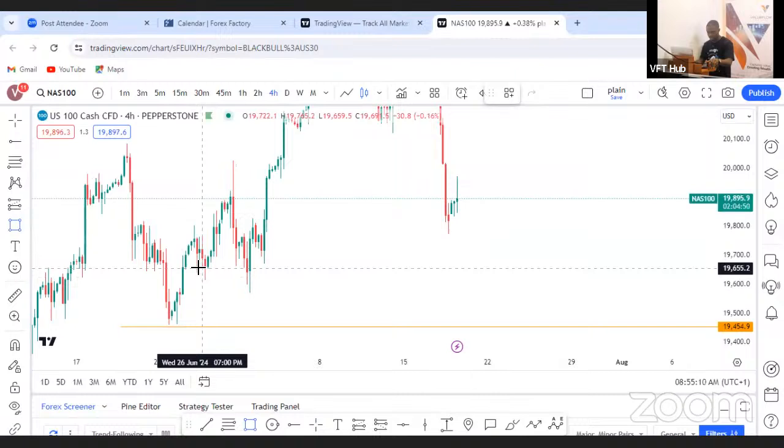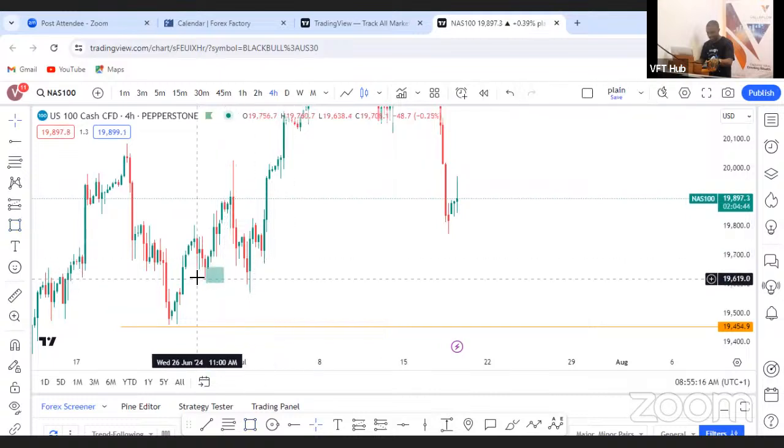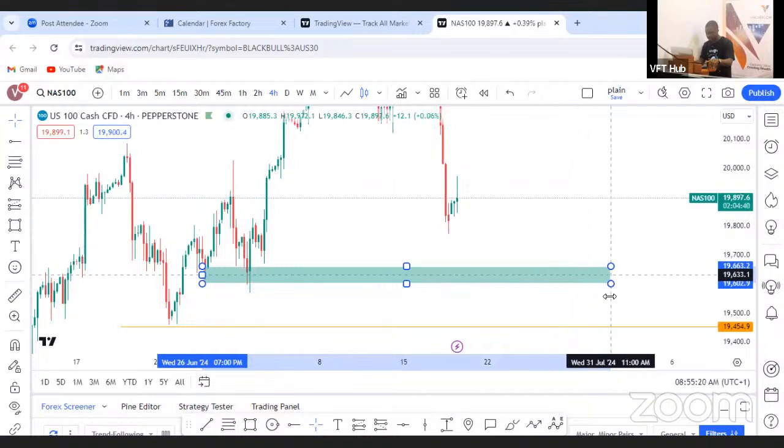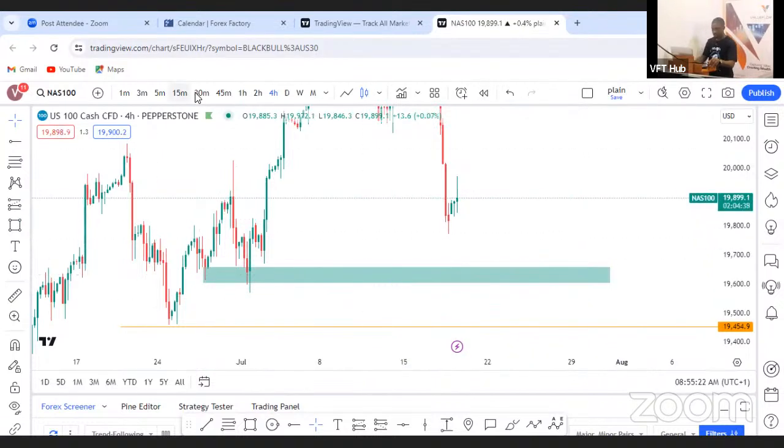Although recently I've been working on another research, so I really don't use market structure and liquidity again. I just combine it with other things, right?